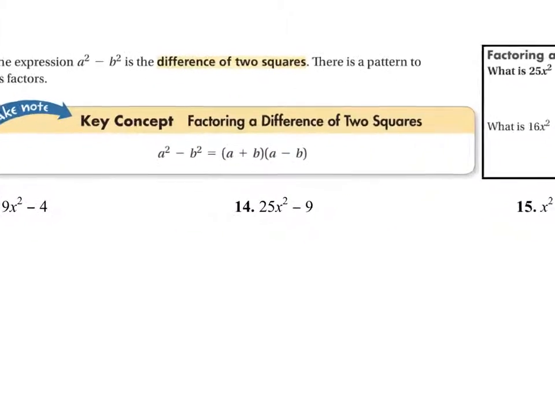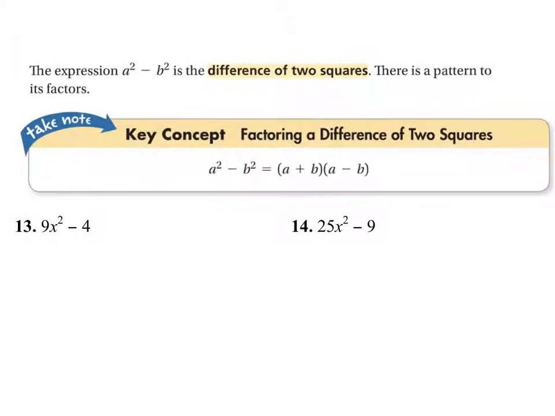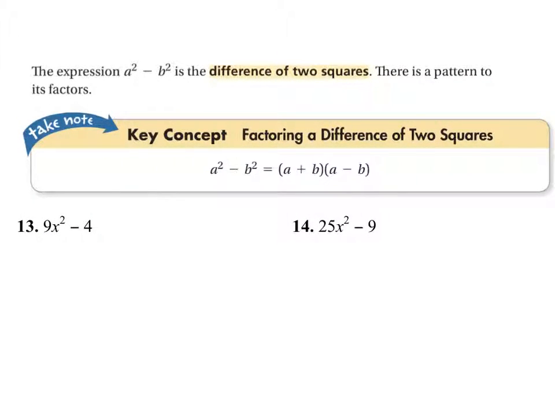First off, difference means subtraction in math, so we are subtracting two perfect squares. If we have any binomial that is set up in the form a squared minus b squared, that binomial can always be factored into two binomials, a plus b times a minus b. Always, every time. Of course it has to be subtraction. That's why it's called the difference of perfect squares.